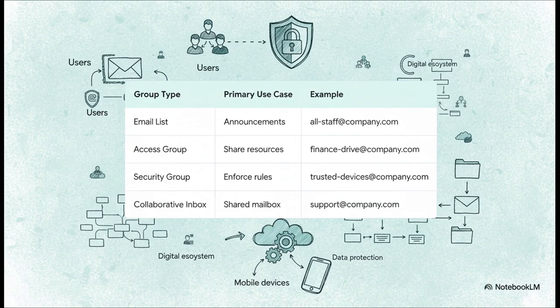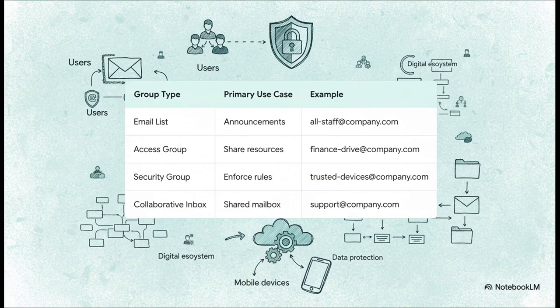This table breaks down the 4 main types. You've got your simple email list, for sending out company-wide announcements. And you've got your collaborative inbox for a team like support@company.com. But the real power comes from using access and security groups. Instead of sharing a sensitive folder with 15 different people, you just share it with one group address.